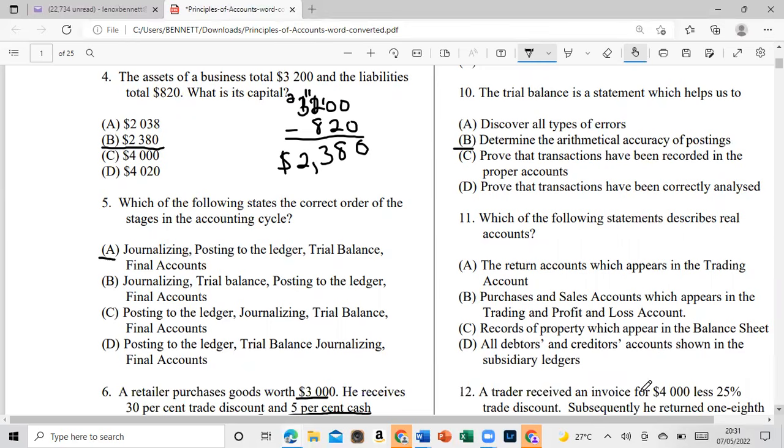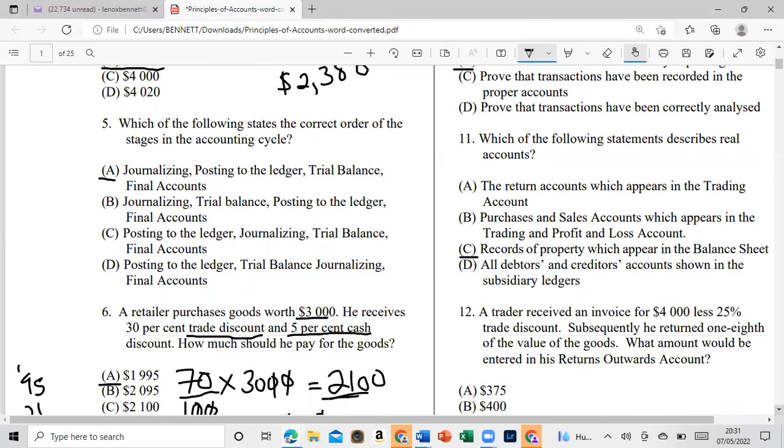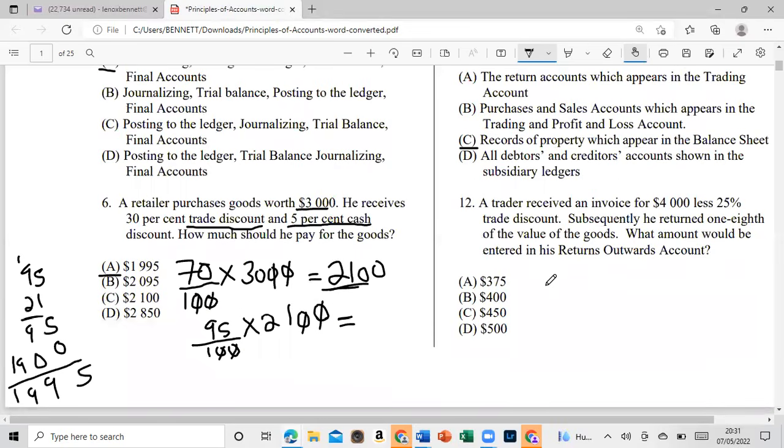Is it A, the return of goods which appear in the trading account, purchase and sale accounts which appear in the trading and profit and loss account? Or is it C, records of property which appear in the balance sheet, all debtors and creditors accounts shown in the subsidiary ledger? I'm going to go with C, records of property which appear in the balance sheet. I thought it was the one where we look at the real, but it's not. It's similar, so you have to read the questions very carefully, guys.